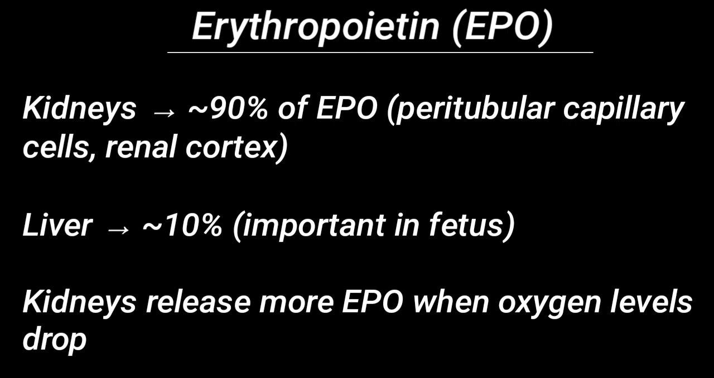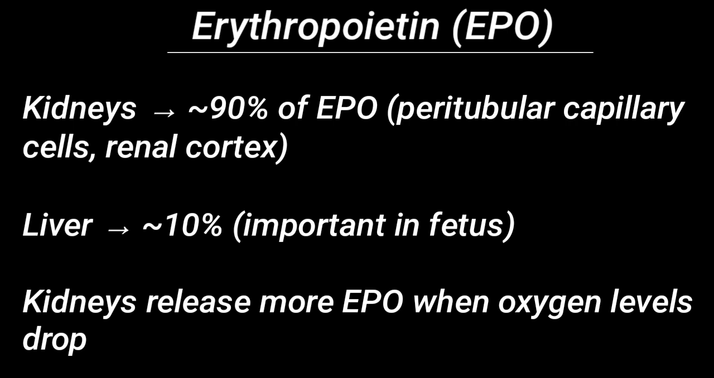So this point right here is very important and might come out in your examination. So it's simply 90% of erythropoietin comes from the kidney, and then the remaining 10% is produced by the liver, and this happens especially during fetal development. So when the kidney senses that oxygen levels are low in the blood, its response is to release more erythropoietin.